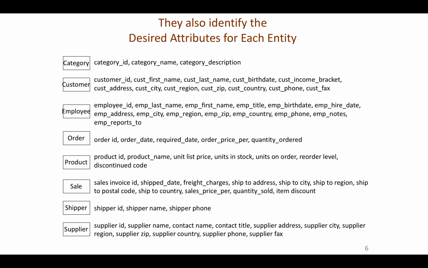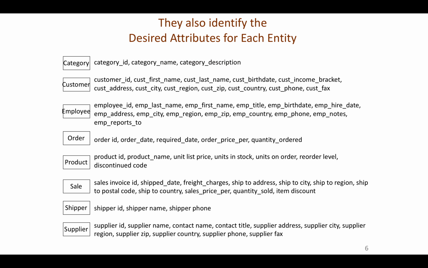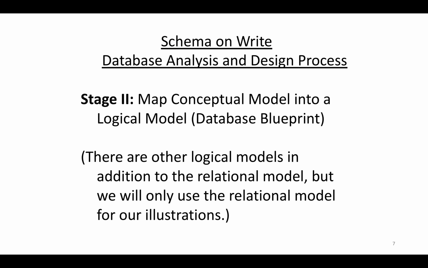Please note again that the same entities that appear on this page of our conceptual model with all of our attributes are the same entities that appear in this ERD. These attributes are just simply data, again, that we want to collect about these specific entities. After we have created that conceptual model and listed the entities here, we'll move to stage 2, where we turn the conceptual model into a logical model or the database blueprint.